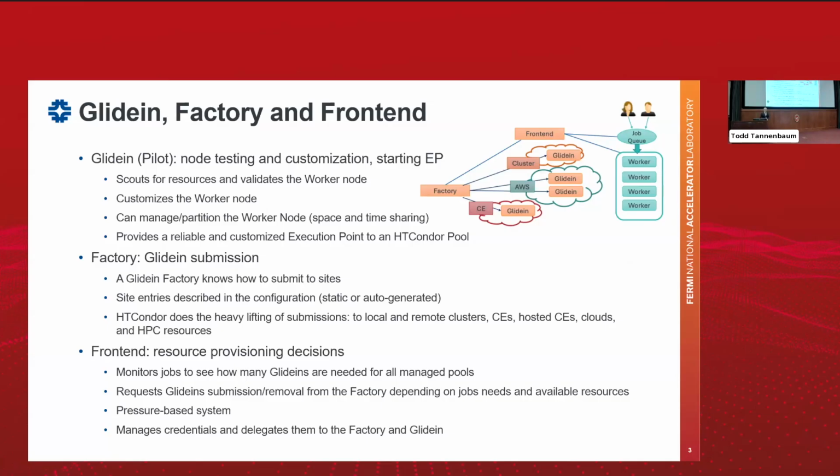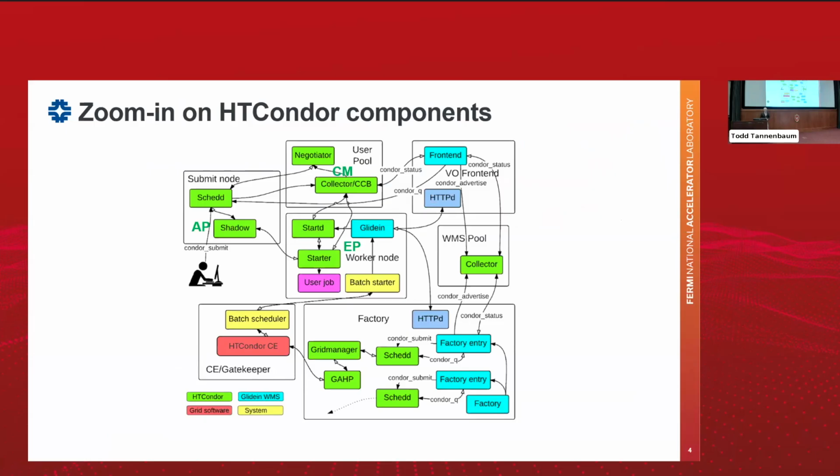And the front end have the logic and heuristic to decide where to provision the resources. Depending on what the job needs, what's available, they maintain a pressure, so they use all the resources where the jobs could run, so that the jobs are running the quickest that is possible. So the system, if you want a little bit more Condor details, zooming in, right?